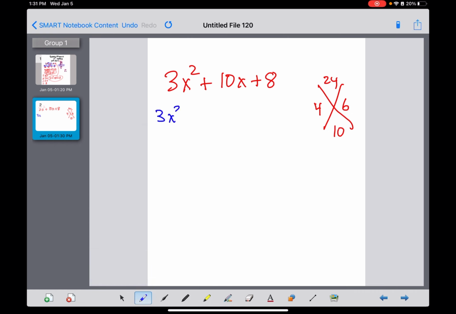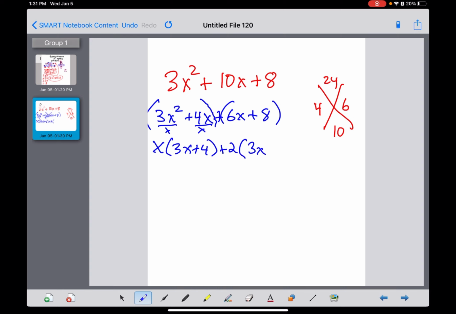So now I might have 3x squared plus 4x plus 6x plus 8, right? Notice how I turned it around from how it was last time? Still got 4 terms. Take out a GCF. What's the GCF? Just x, right? If I take an x out of each of these, I'm left with 3x plus 4, right? What's a common factor for 6x and 8?